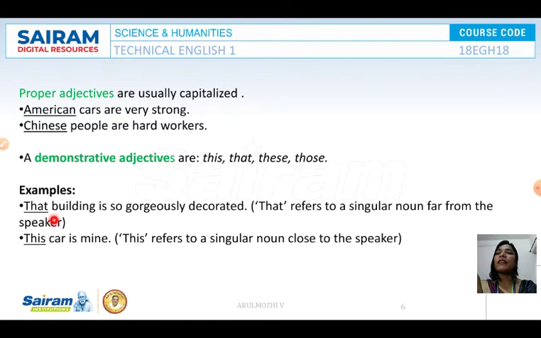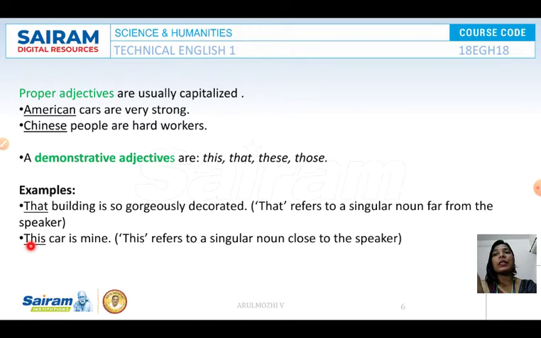But I'll give you another example. This is a big building. Here, this is not followed by a noun. So in this statement, this is not a demonstrative adjective because demonstrative adjectives should be followed by a noun.